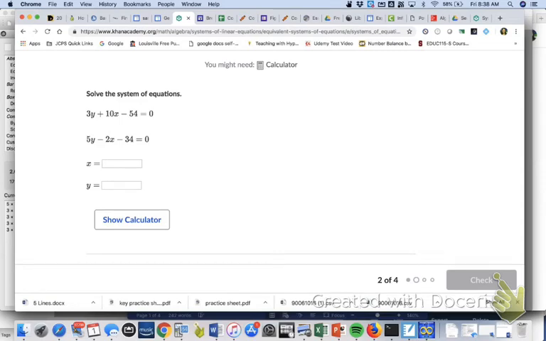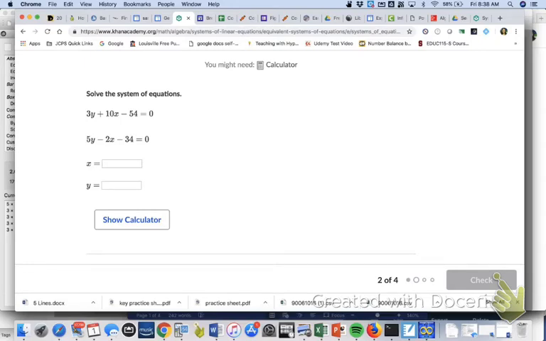Okay, so here's another example of one that you might see on the challenge section. And just like before, you'll notice that my y's are lined up, but 3y and 5y won't cancel each other out. My x's are lined up, but 10x and -2x will not cancel each other out. So a variable won't cancel the way they are right now. So I need to figure out how to get those variables to be something that will cancel.